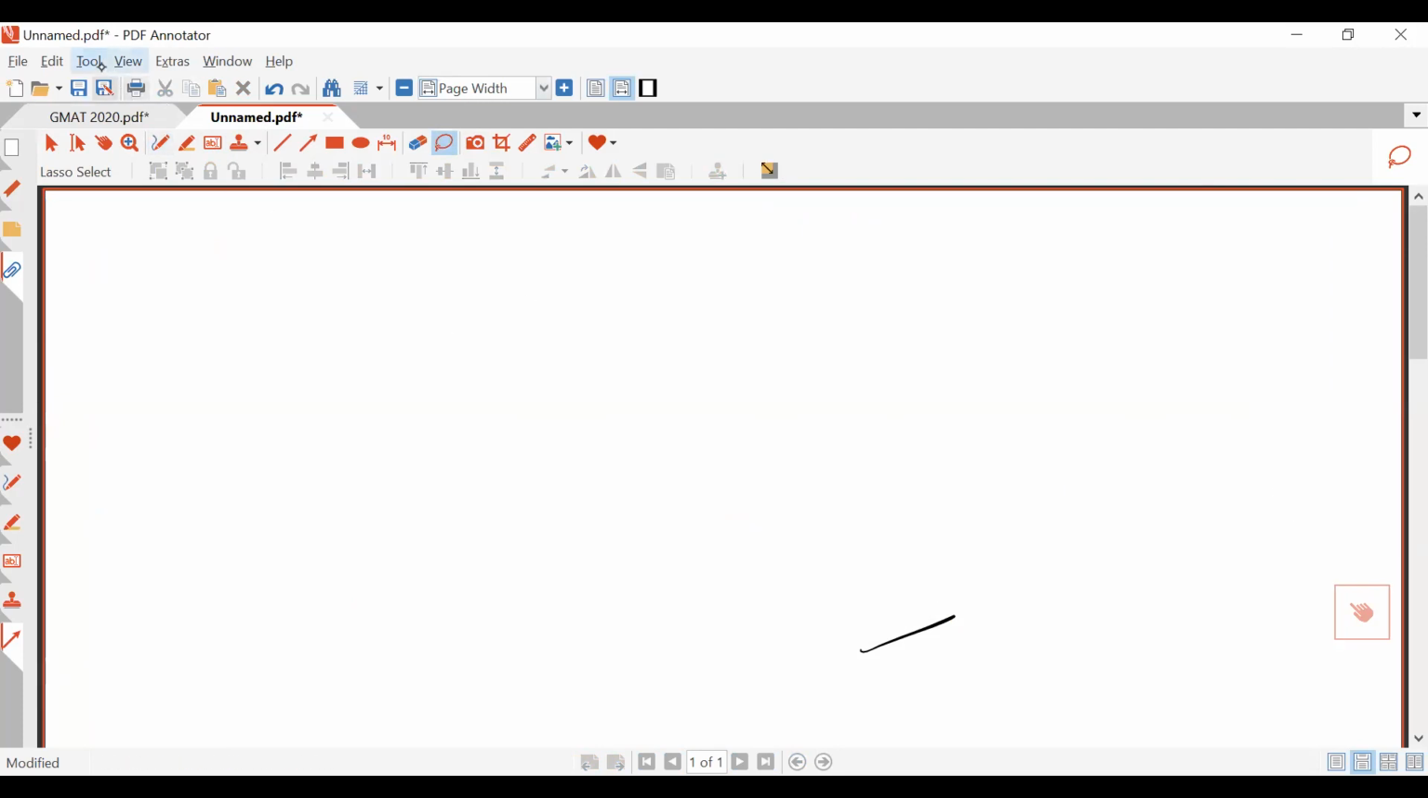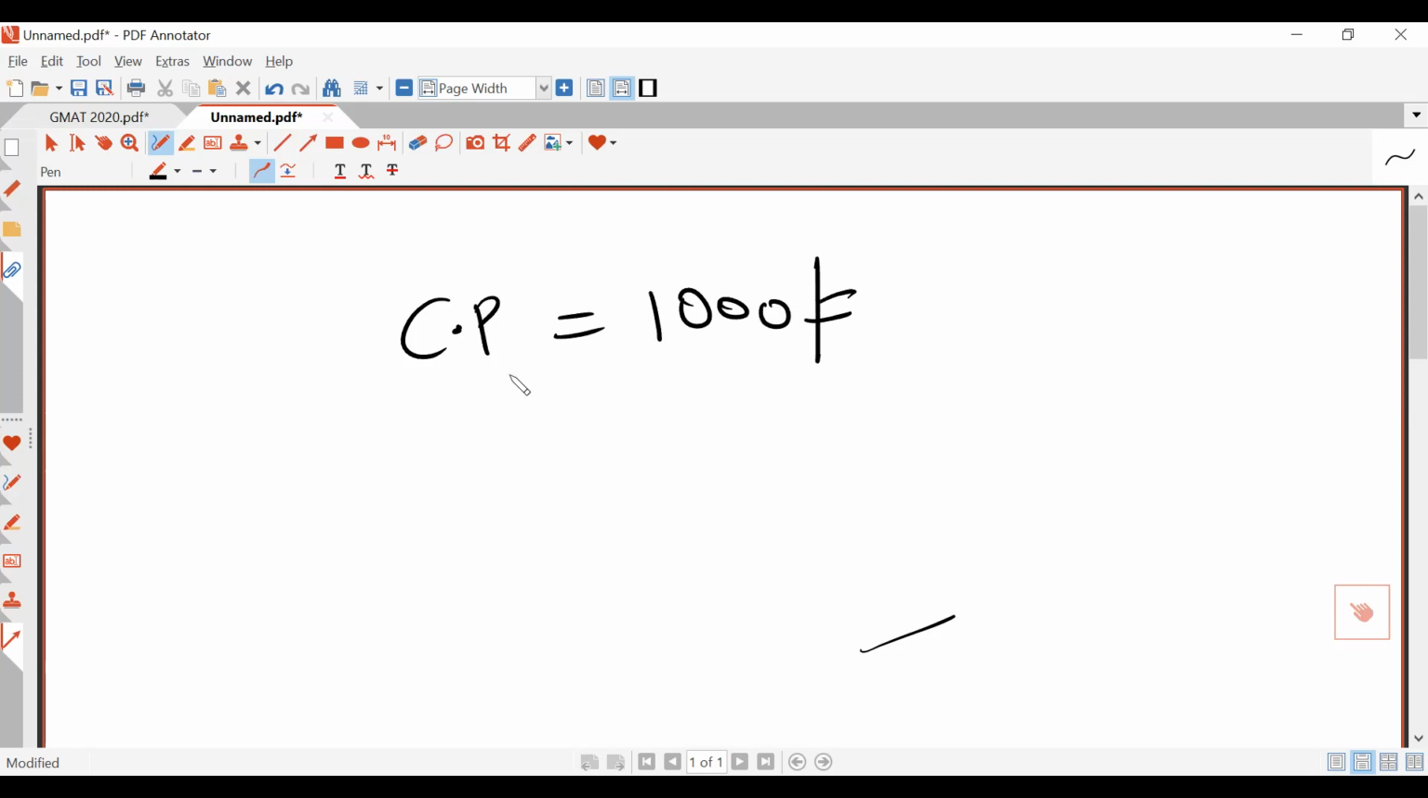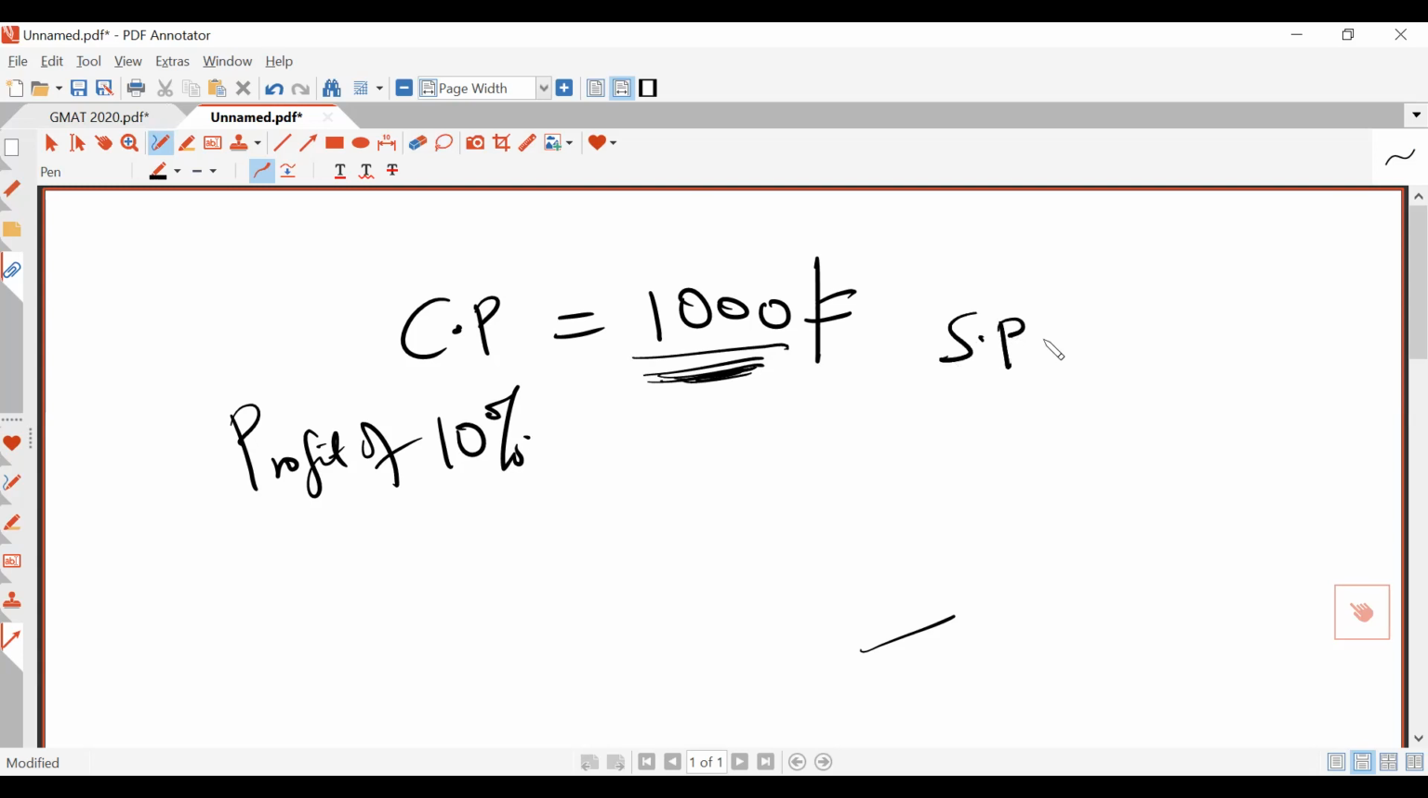For example, let's say that we have the cost price of an item, maybe being 1,000 shillings, and you have made a profit of maybe 10%. It means that your selling price has got to be higher than this. That is what we agreed on. And we said that our selling price is equal to 100% plus the 10% of the cost price.